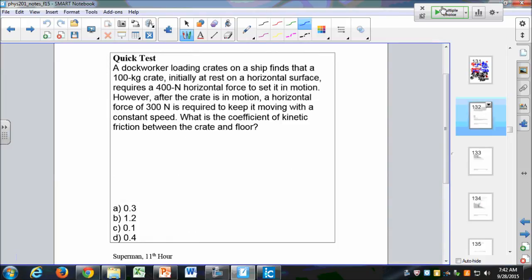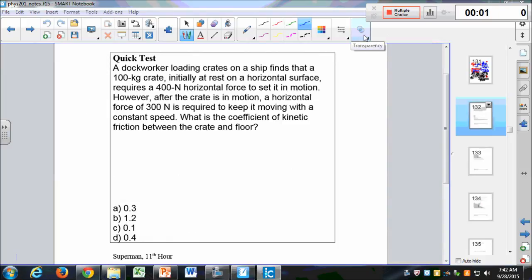Let's try this one. This is a simple friction problem. A dock worker loading a crate on a ship finds that a 100-kilogram crate initially at rest on the horizontal surface requires a 400 Newton force to set it in motion, 300 newtons to keep it moving. What is the coefficient of kinetic friction between the crate and the floor?